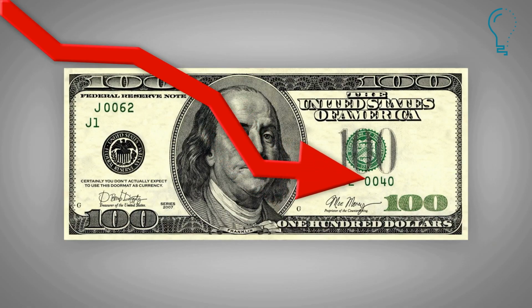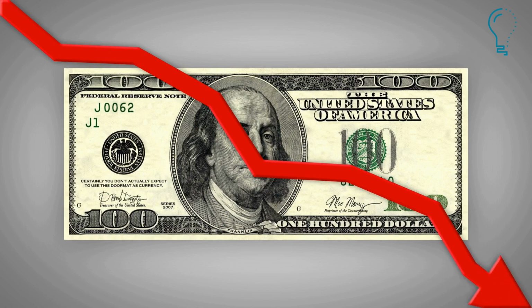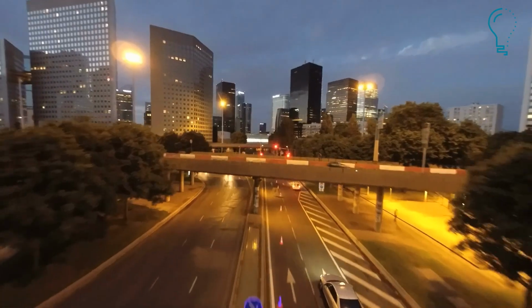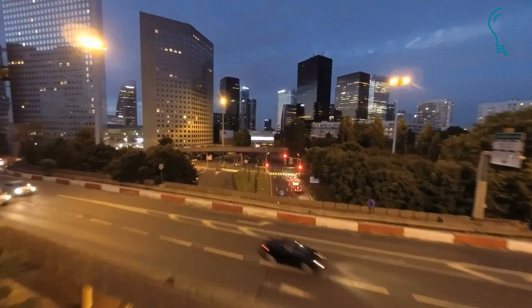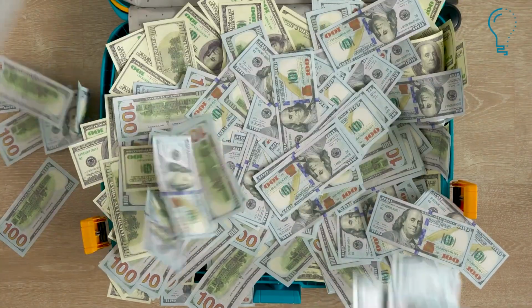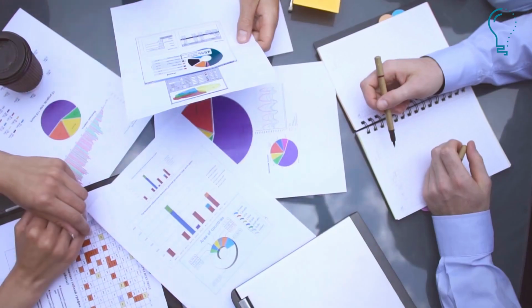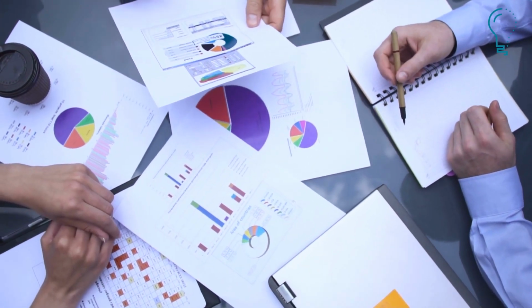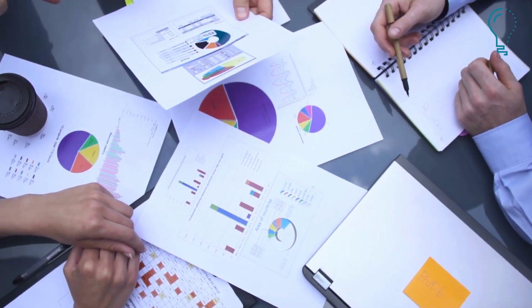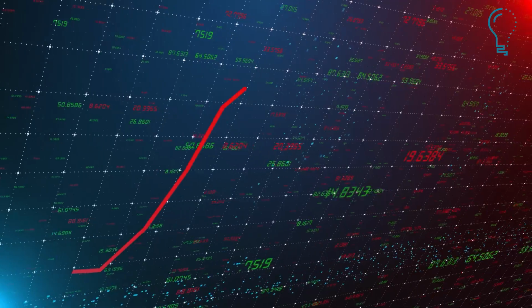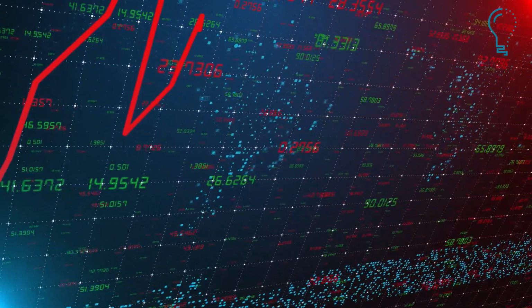A collapse of the dollar would have significant implications for the global economy. The US economy is currently the largest in the world, and a collapse of the dollar could trigger a global recession. It could also lead to a shift in the balance of economic power, with other countries such as China and Europe potentially emerging as dominant economic powers.